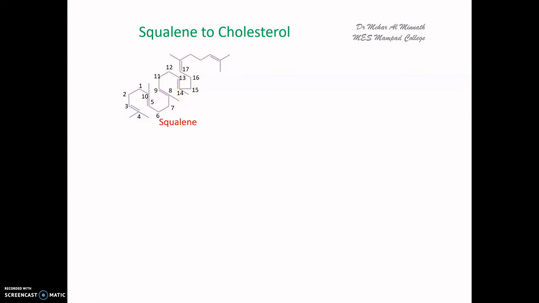Now, before the ring closure happens in the presence of the enzyme cyclase, the methyl group on carbon 14 over here migrates to carbon 13. Alright, the methyl group on carbon 14 migrates to carbon 13, and the methyl group on carbon 8 migrates to carbon 14. I'll repeat once more. Methyl group on carbon 14 migrates to carbon 13, and methyl group on carbon 8 migrates to carbon 14.